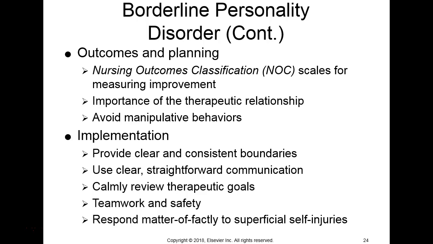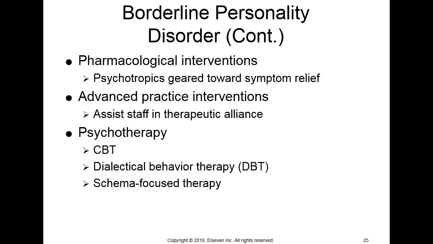But all of a sudden, it seemed like she was doing so well, looking forward to discharge, and boom, back to impulsive, suicidal type behavior. So that's really common with somebody with this type of disorder. Pharmacological interventions absolutely can be helpful. They are geared towards symptom relief. So if they have symptoms of depression, anxiety, mood fluctuation, psychosis, any of those, because they actually can have some psychotic symptoms.